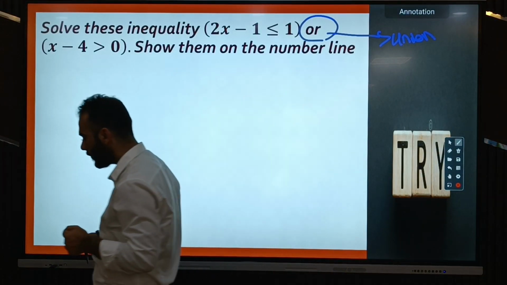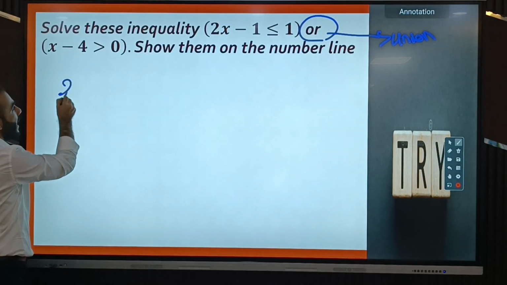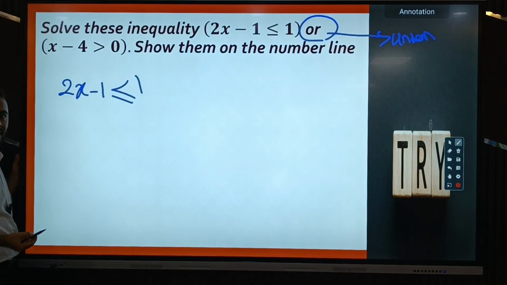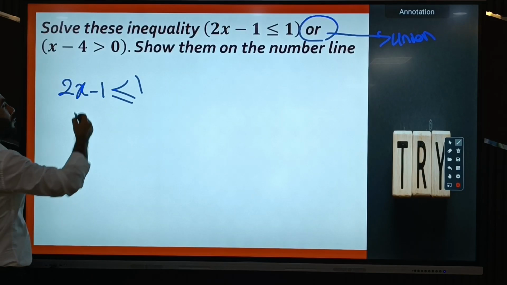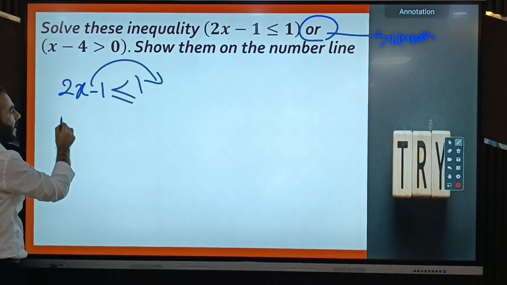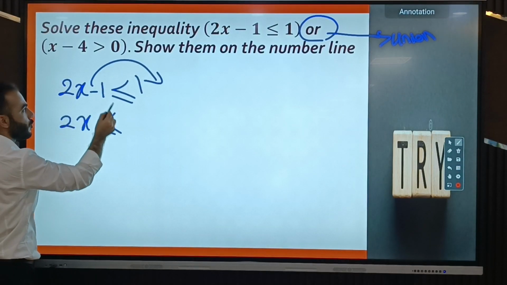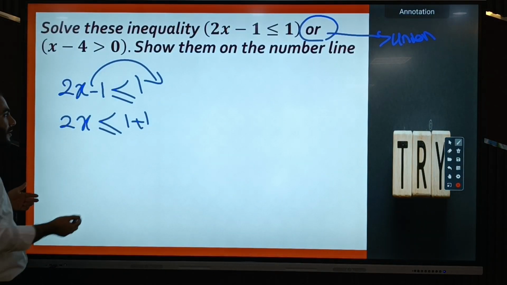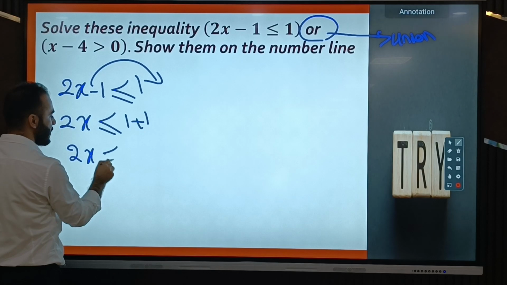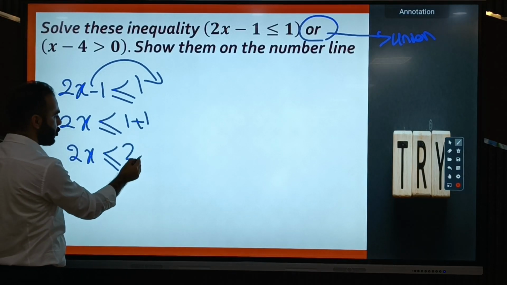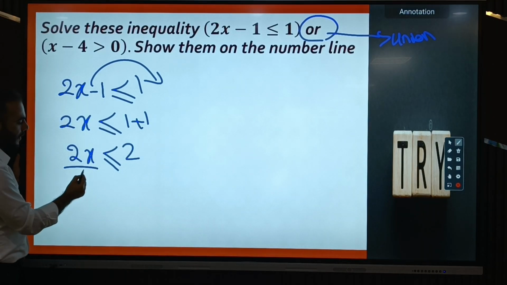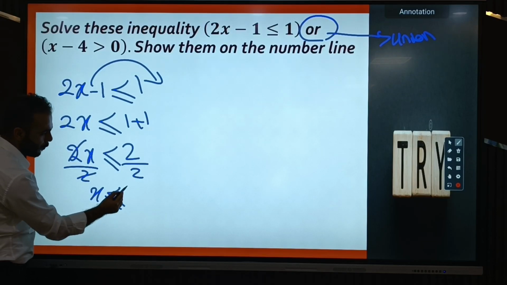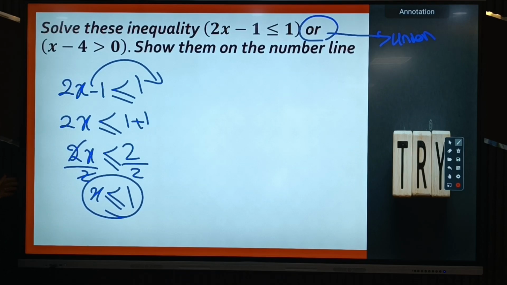Perfect. So the first one, 2x minus 1 less than or equal to 1. Okay, less than or equal to 1. So move that negative 1 to the other side. We are going to have 2x less than or equal to 1 plus 1. That negative, when we move it to the other side, it's going to become positive 1. So 2x less than or equal to 1 plus 1, 2. Is this the solution? No. Divide both sides by 2. So finally, x is less than or equal to 1. That is the first solution.